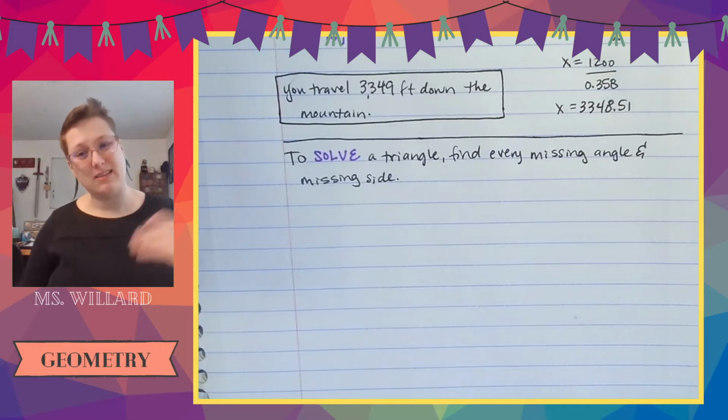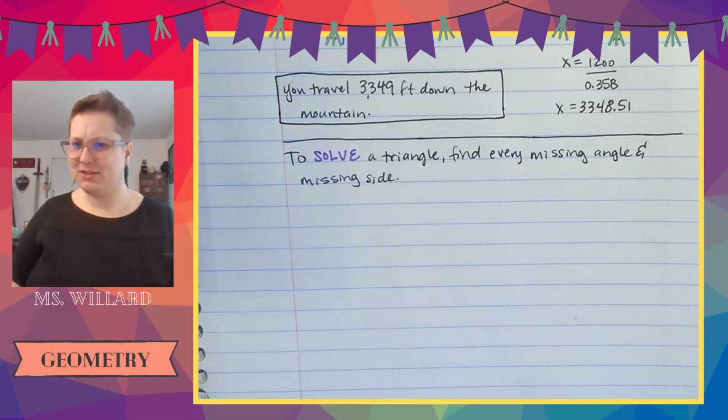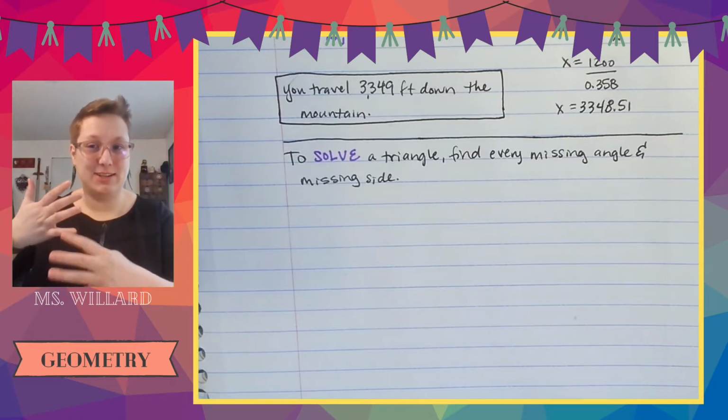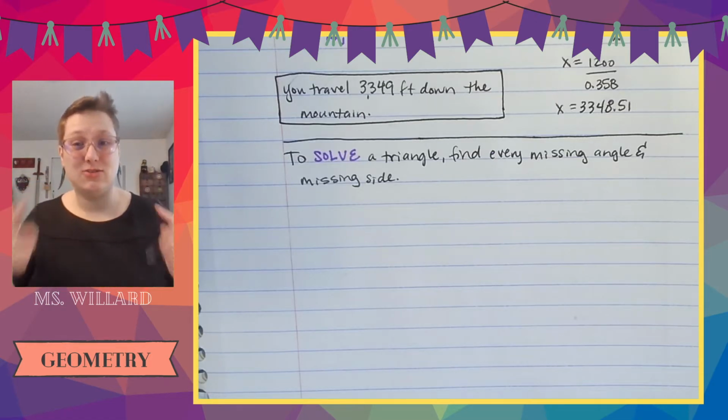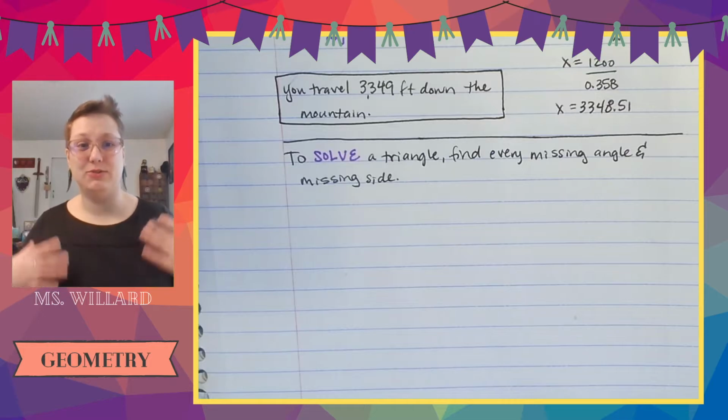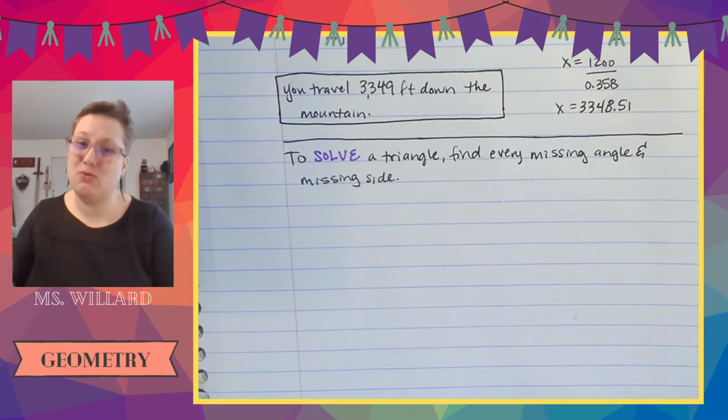So before, in the last couple episodes of geometry, I've asked you to find one thing, like find the hypotenuse, find the adjacent side, find the angle measure. To solve a triangle completely, we're going to find everything that's missing. So let me do one example with you, and then you'll get it. You'll be fine.